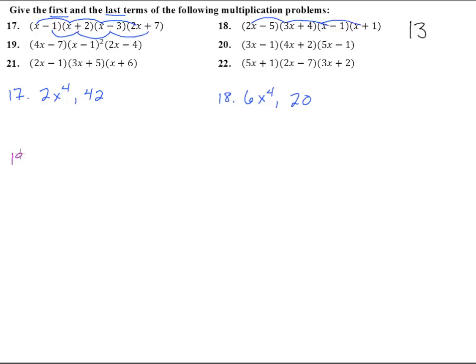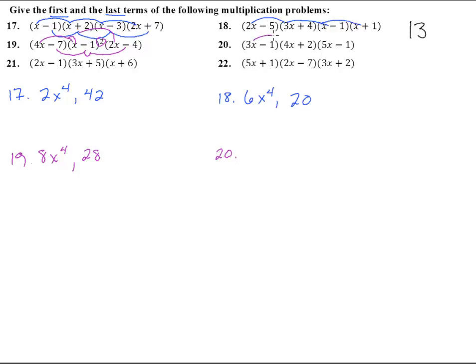So now number 19. So we have 4x. Oh, got to do that guy again because there are two of them. And then that guy. So we have 4x squared, 4x cubed, 8x to the fourth. And negative 7 times negative 1 is positive 7 times negative 1 again is negative 7 times negative 4. That's a positive 28. So it's the first term, middle terms, plus 28 at the end will happen there. Number 20.